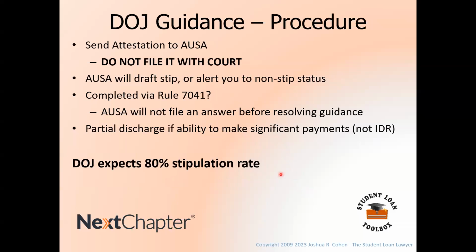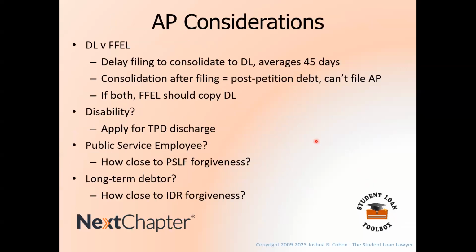Okay. And very quickly, what do we need to consider? Do you have an FFEL? If so, you might need to consolidate, but you can't consolidate in the middle of a 13 because if you do, it's a post-petition debt and you can't file an adversary. So you need to think about that. Do they have a disability? Maybe a TPD discharge. Public service employee. How close are they to PSLF?